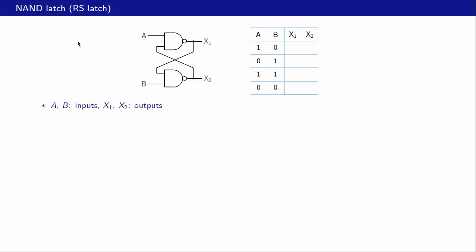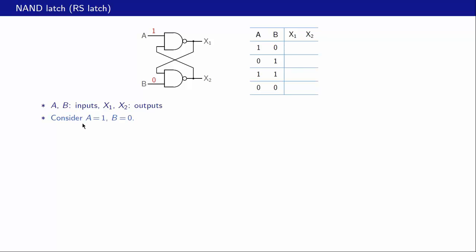Alright, so here are two NAND gates, gate 1, gate 2. Two inputs, A going to the first gate, B going to the second gate. And the second input of the first gate is coming from the output of the second gate, like that. And the second input of the second gate is coming from the output of the first gate. So our inputs are A and B, and the outputs are X1 and X2. And now we want to prepare a table of the inputs and the outputs.